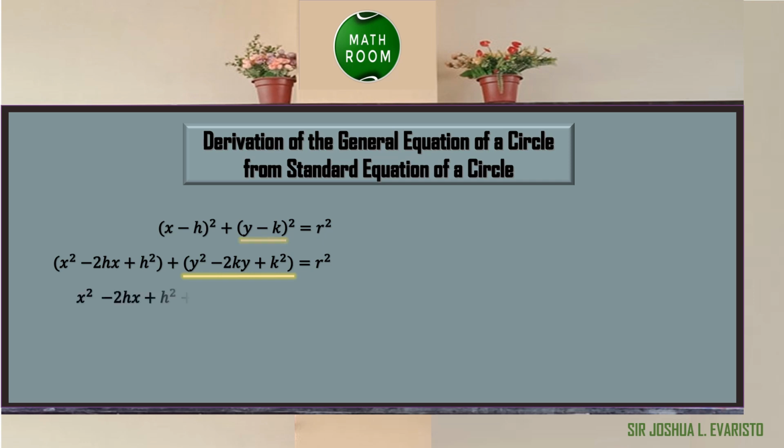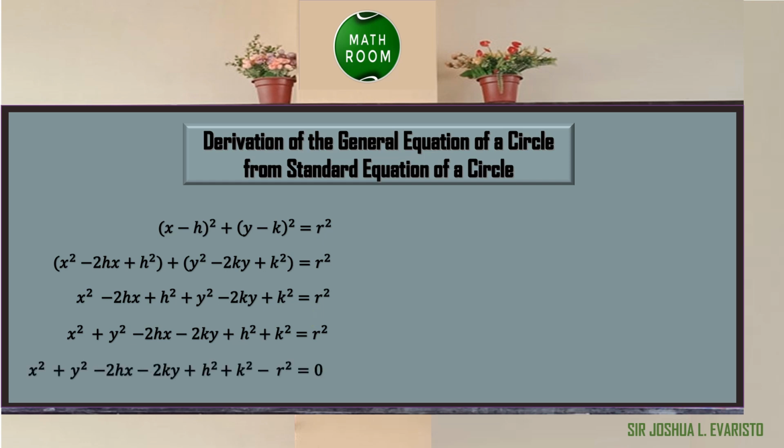Next is to remove the parentheses. After that, let us rearrange the terms. So we have x squared followed by y squared followed by negative 2hx, then negative 2ky, then h squared, then k squared is equal to r squared. We're going to transpose r squared to the left side of the equation. So the resulting equation is x squared plus y squared minus 2hx minus 2ky plus h squared plus k squared minus r squared is equal to 0.